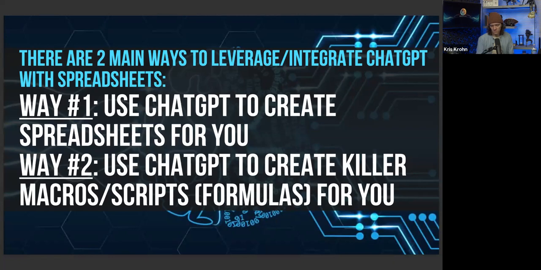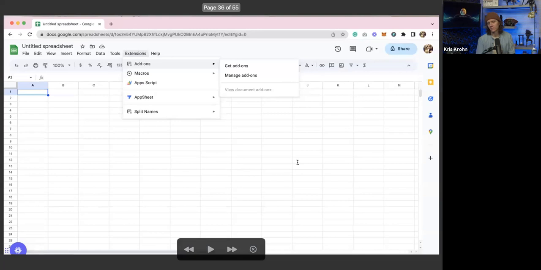When you don't have anything that exists and you want ChatGPT to create something for you, it can create pretty much anything that you can drop in your imagination. The second way is to use ChatGPT to create killer formulas, which are going to be called macros or scripts for you. If you're operating off of Microsoft Excel, you're going to be using macros. If you're operating off of Google Sheets, you're going to be using scripts, and we'll do a deep dive into that. It sounds super intimidating, but everybody today is going to turn into a programmer, which is going to be fun. So let's go ahead and do a deep dive on that.